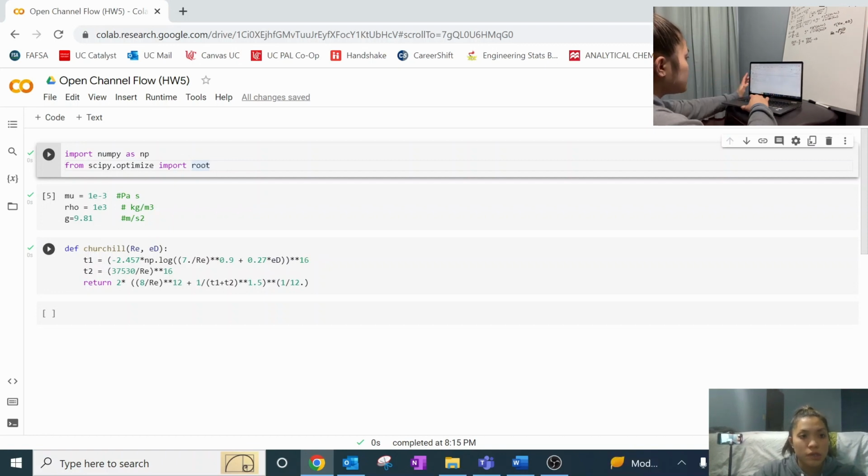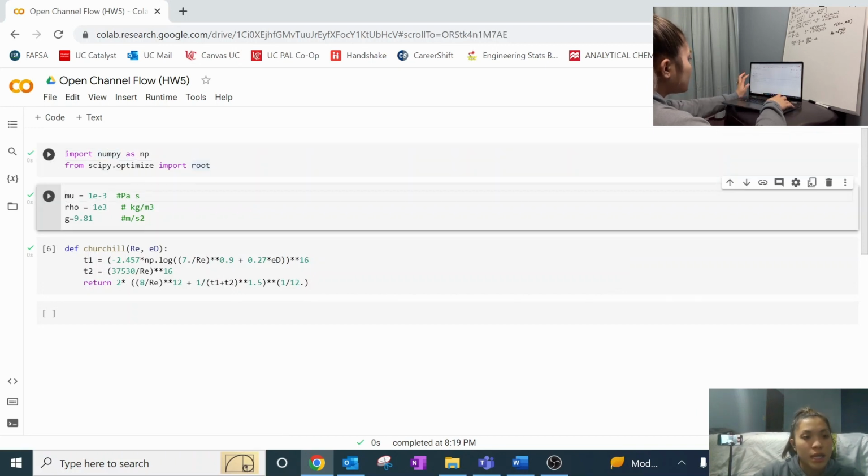So first here we just have imported some packages that help us with the mathematical work as well as when we use the root solver. So we have imported numpy as np, and then from scipy.optimize we're going to import root. And then this next one is some of the constants that we use for the Churchill friction factor. So we have mu, which is the viscosity, and rho, which is the density. The viscosity is 1 times 10 to the negative 3 Pascal seconds, the density is 1 times 10 to the third kilograms per meter cubed, and the gravitational acceleration is 9.81 meters per second squared.